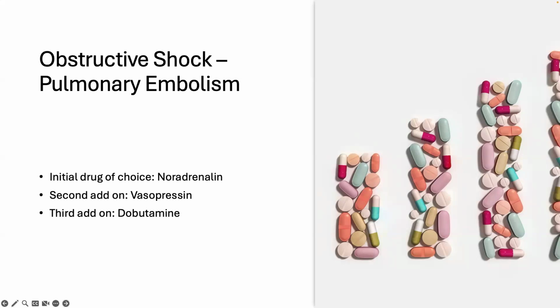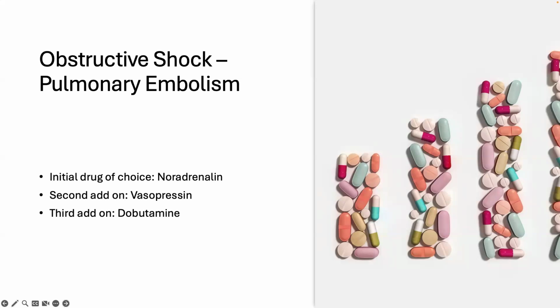As an add-on to that, one can add vasopressin. Vasopressin makes sense in this regard. In a patient with massive pulmonary embolism, you often have a high resistance in your pulmonary arteries and a failing right ventricle. So you want a drug that is going to be neutral in terms of your pulmonary pressures. And the two drugs that are neutral in terms of pulmonary pressures are vasopressin and dobutamine.